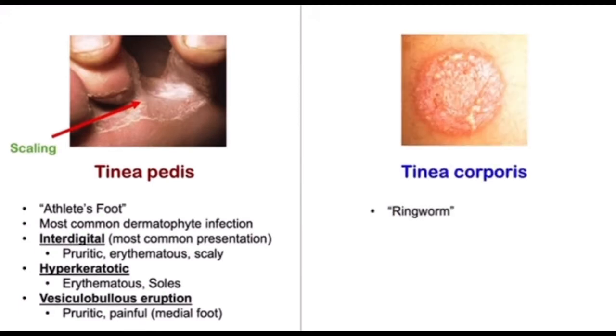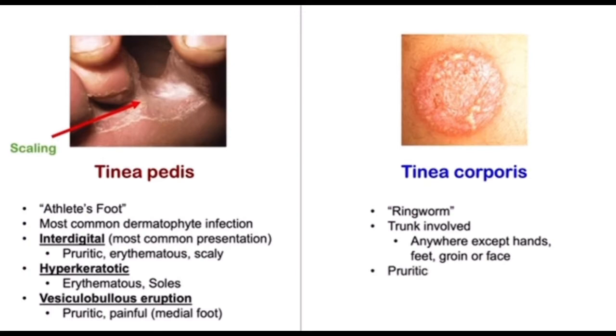Now, the next one we're going to talk about is tinea corporis. Tinea corporis is also known as ringworm. This one affects the trunk. When we say trunk, it basically means anywhere on the body except the hands, the feet, the groin, or the face. This one is also pruritic, and as you can see in the image, it is circular or oval in shape. It too is a scaling patch or plaque.